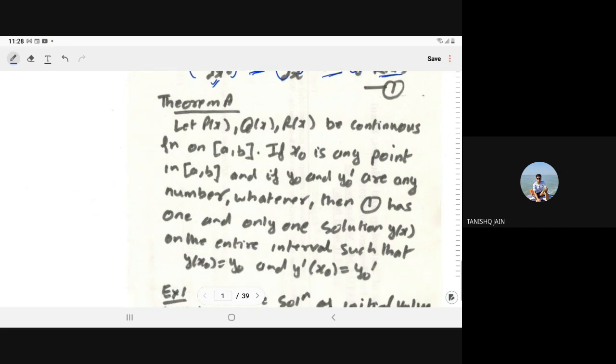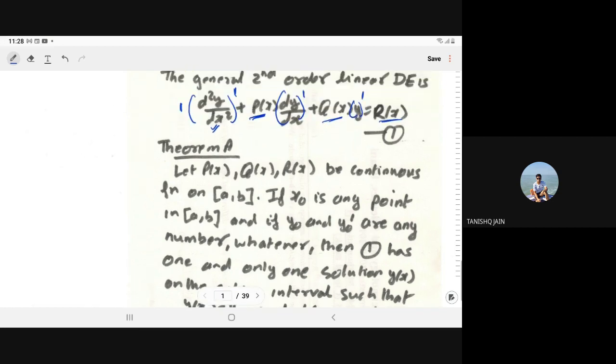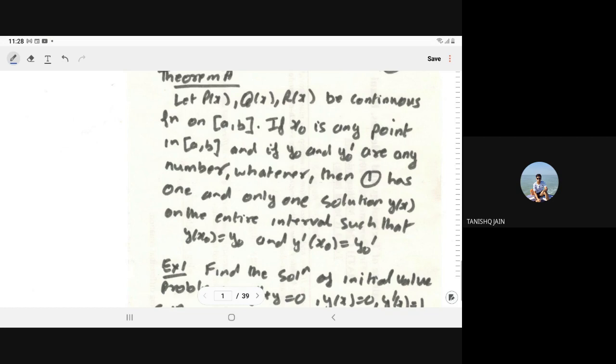So first theorem, please see the statement from here. Theorem A: let px, qx, rx be continuous functions on the closed interval a comma b. x naught is any point in ab, and if y naught and y naught dash are any numbers whatever, then the general second order linear differential equation has one and only one solution, yx, on the entire interval such that y at x naught is equal to y naught and y dash at x naught is equal to y naught dash.